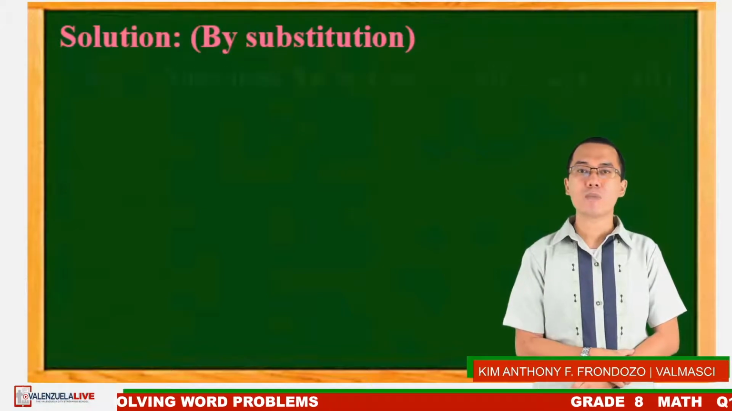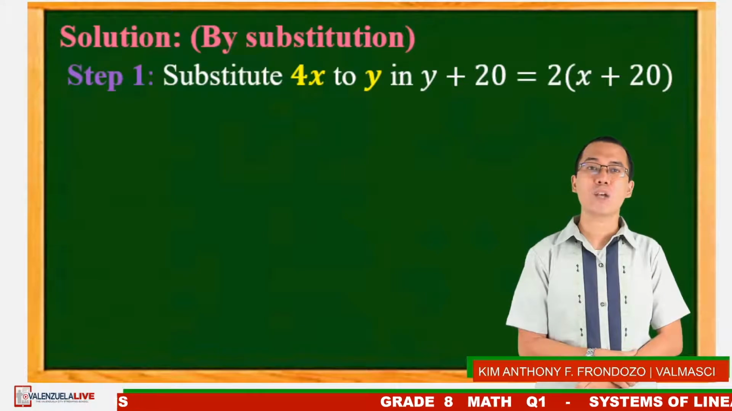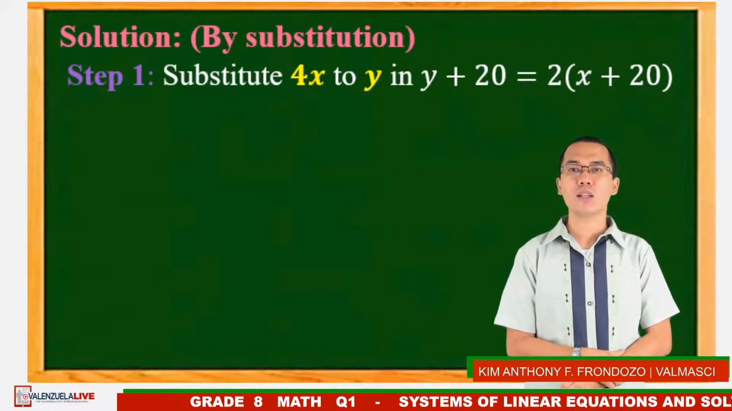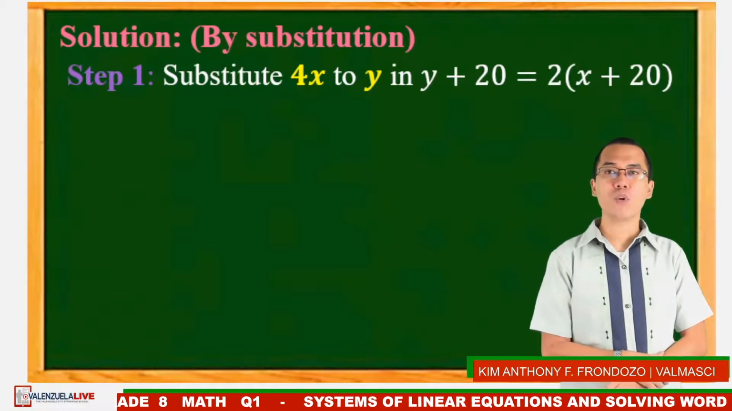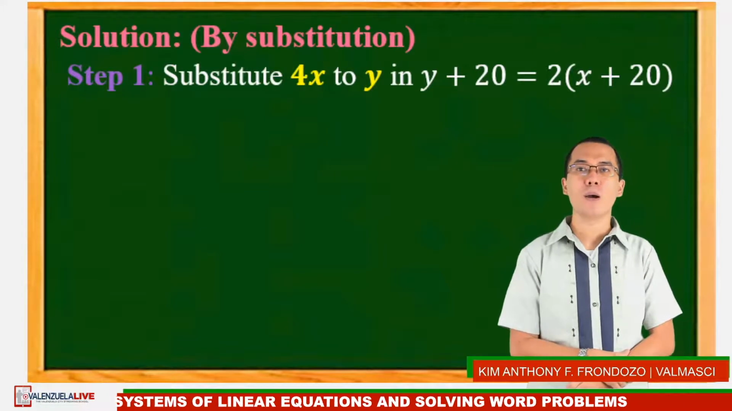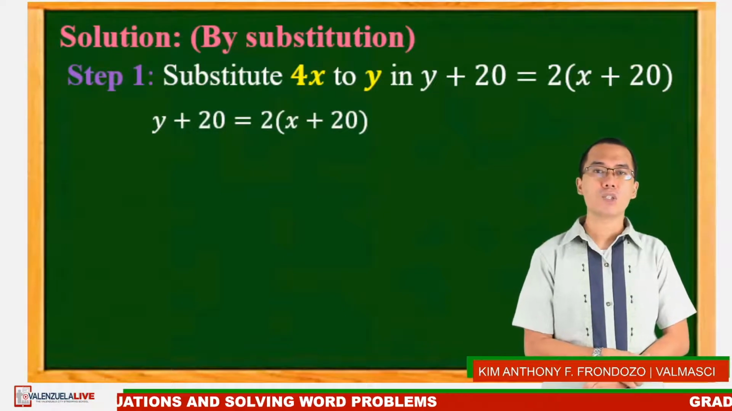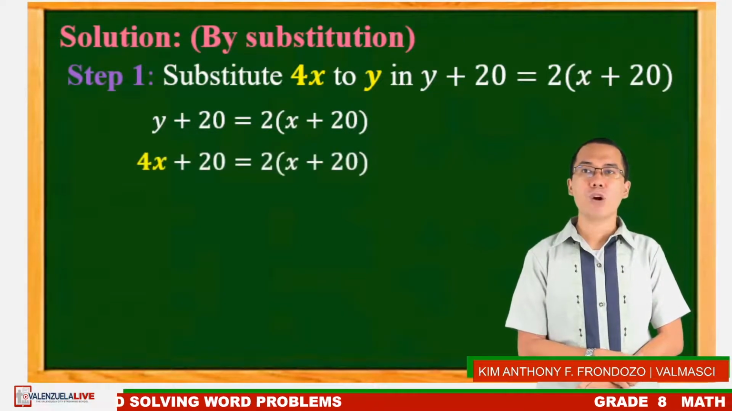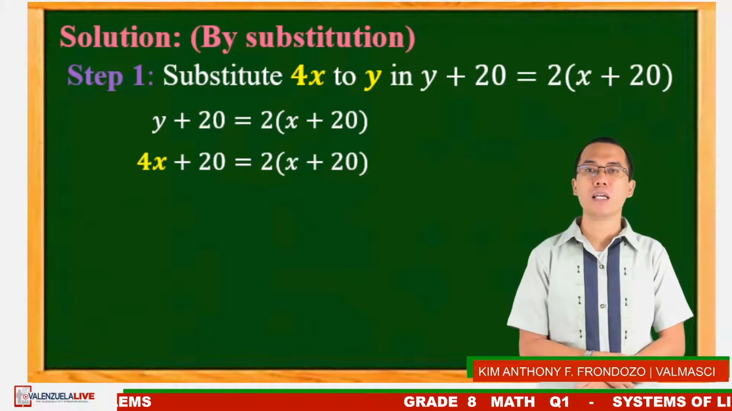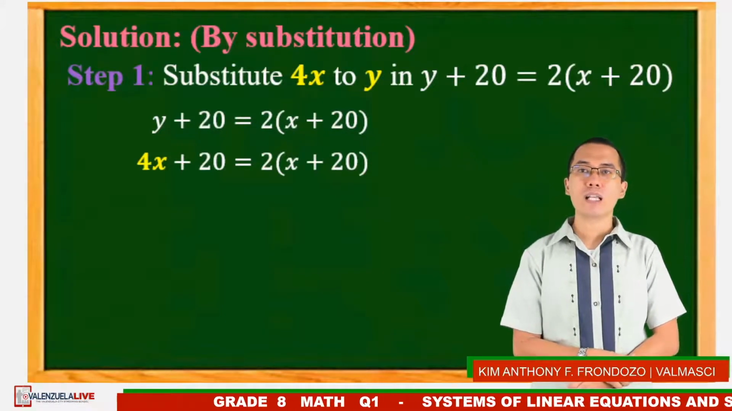Since we can substitute 4x into the second equation, since in equation 1, y is equal to 4x. So solution by substitution: substitute 4x for y in y plus 20 is equal to 2 multiplied by x plus 20. So by substitution, this will give us 4x plus 20 to be equal to 2 multiplied by x plus 20. By the distributive property of equality, we distribute 2 to x plus 20.